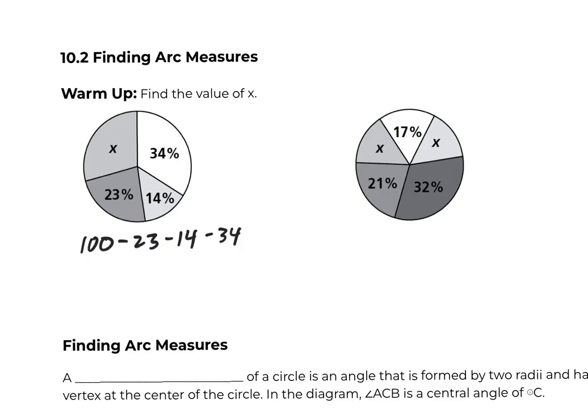Okay, what's that leave us? Okay. About 29%. Okay, the only thing different on the second one is that we have two chunks, and because they're both labeled with X, that means they're both the same percent, the same size. And so here I would take 100 minus 21 minus 32 minus 17.